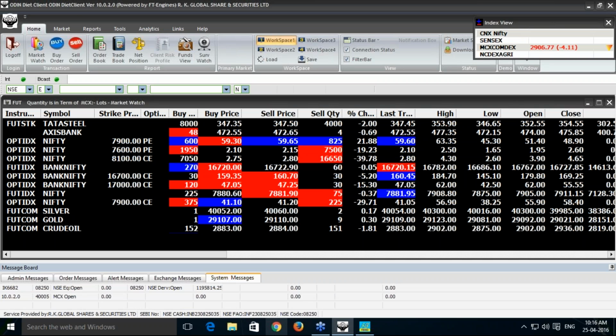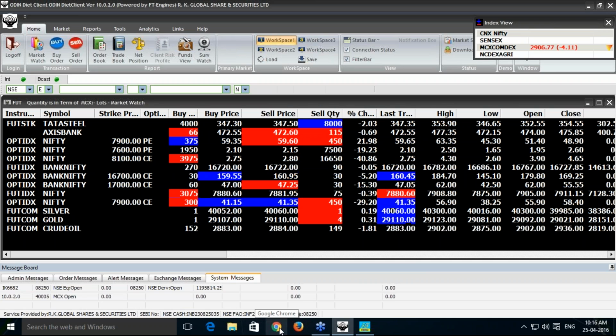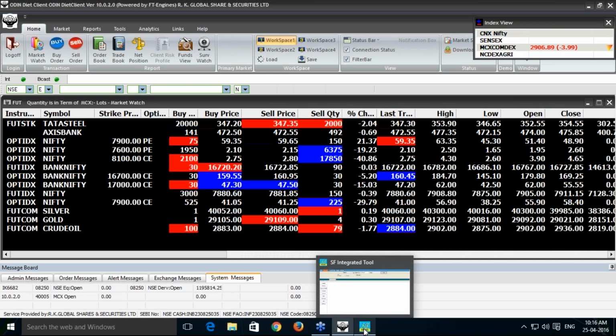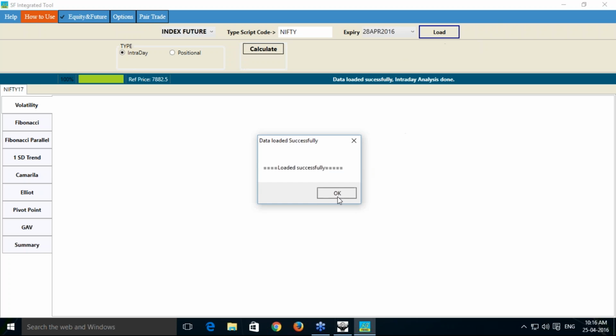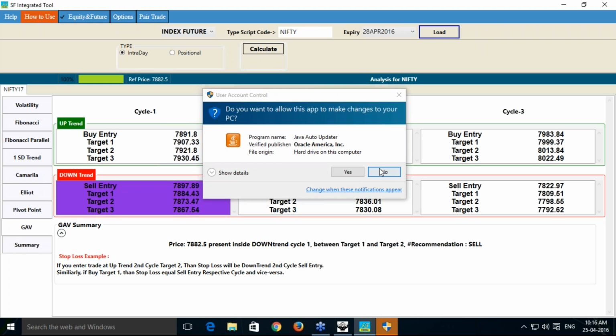I was telling you that for Bank Nifty we have not got any entry as per the weekly estimate. For Nifty we got the entry as per the weekly estimate. In both cases we are getting the trend as down, and our analysis is suggesting that we must sell Bank Nifty or Nifty.